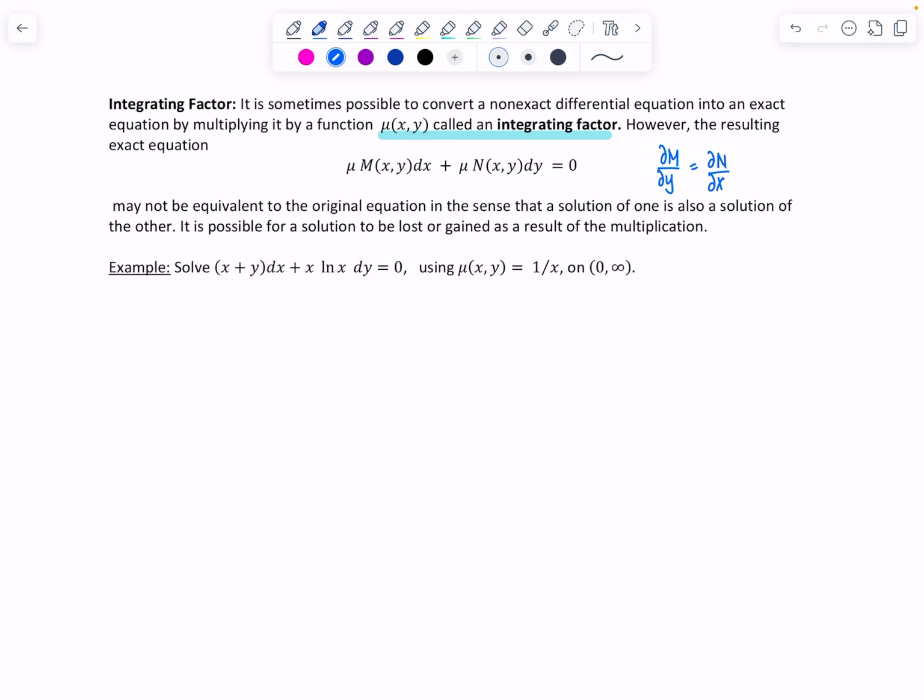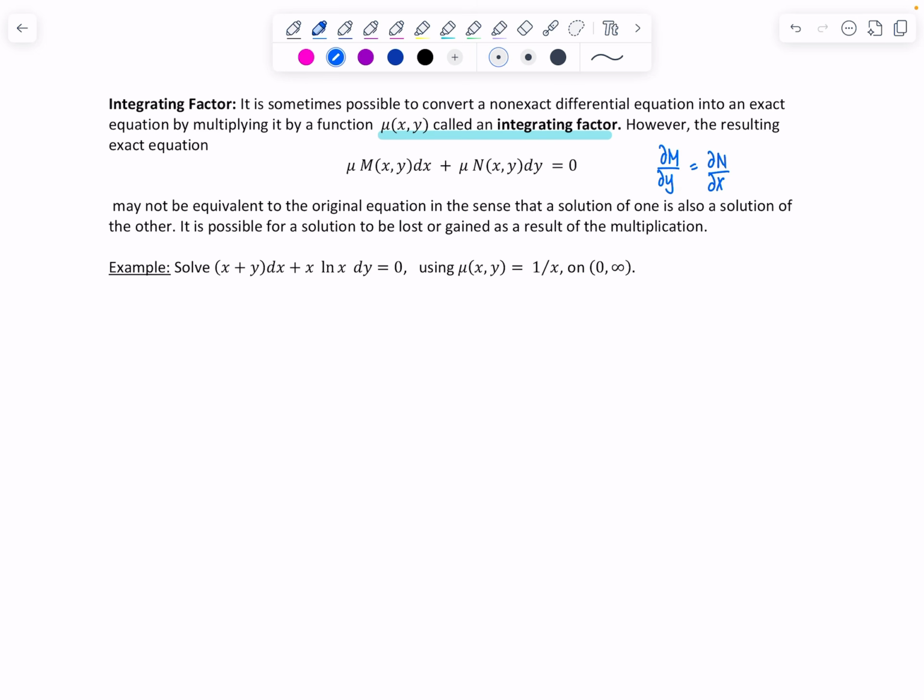You don't need to be too paranoid though in this class. You'll be given what the integrating factor is and you can just proceed and use it kind of worry-free. But out there in the real world, if you start doing stuff like this, just make sure that you're checking if you've lost solutions or if you have extraneous solutions.